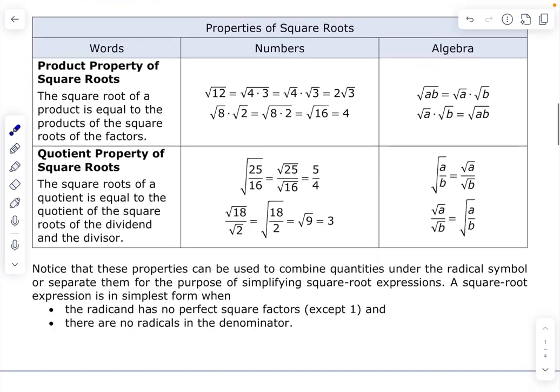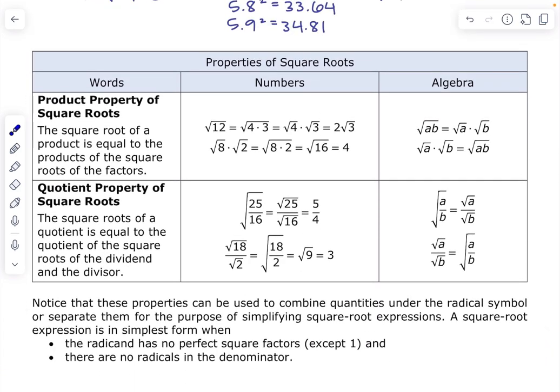Okay, we're going to discuss some properties of square roots now. So the product property of square roots states that the square root of a product is equal to the product of the square roots of the factors. So what that means, if we have the square root of 12, I know that 12 is the same as 4 times 3, so I can replace that 12, or that radicand, with 4 times 3. Once I have a product as my radicand, I can split that into two separate radicals. Then, because I know that the square root of 4 is a perfect square that gets me 2, I can replace that, and my final answer, or the equivalent of the square root of 12, is going to be 2 square root of 3.